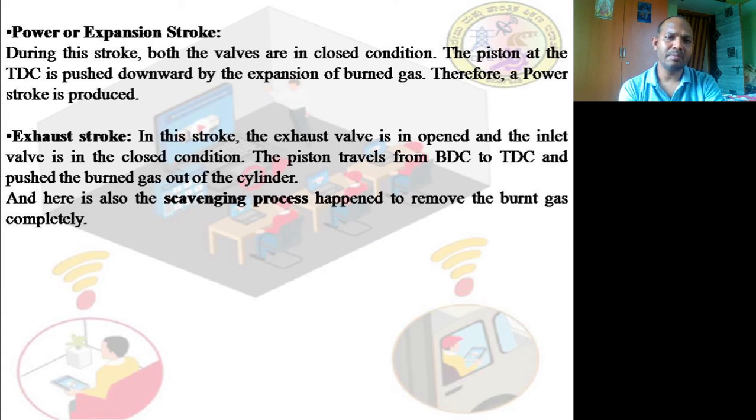Now, in the power or expansion stroke, during this stroke, both the valves are closed. The piston at the TDC is pushed downwards by the expansion of the burnt gases. Due to the sudden combustion, what happens? The expansion of the gases takes place rapidly and makes the piston move downwards. Therefore, a power stroke is produced.